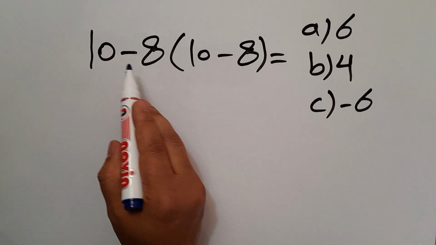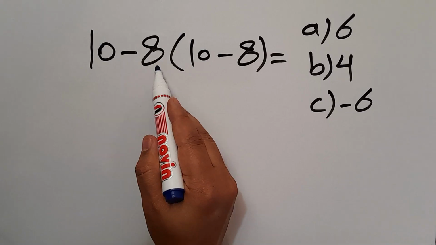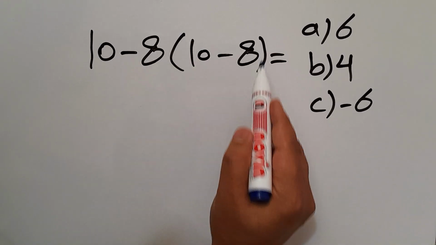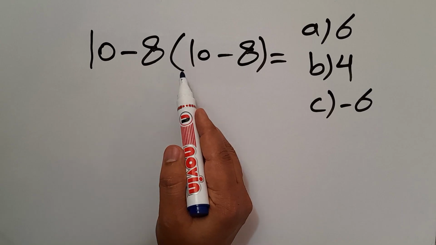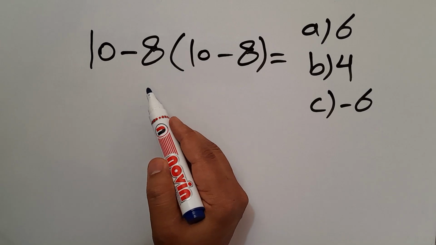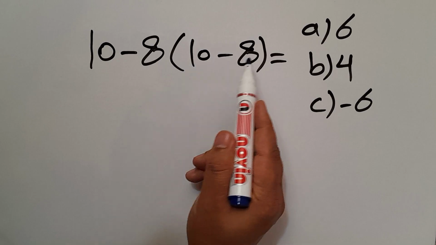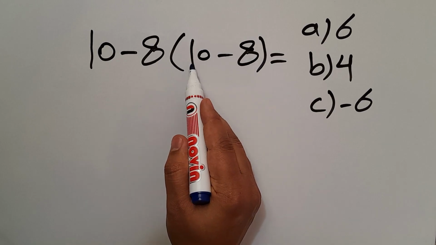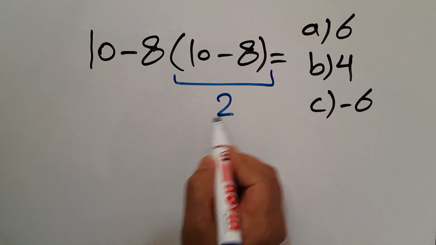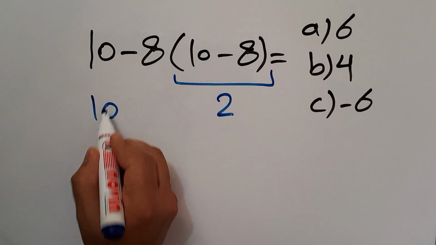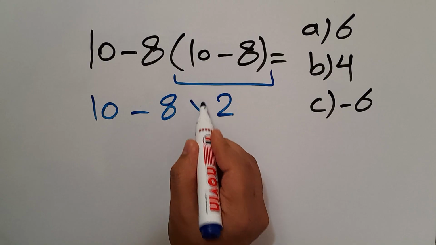In this expression, we have one subtraction, one multiplication, and one parenthesis. According to the order of operations, parenthesis has higher priority than other operations. So first we have to handle this parenthesis. Inside this parenthesis, we have 10 minus 8, which equals 2. So we have 10 minus 8, then times 2.